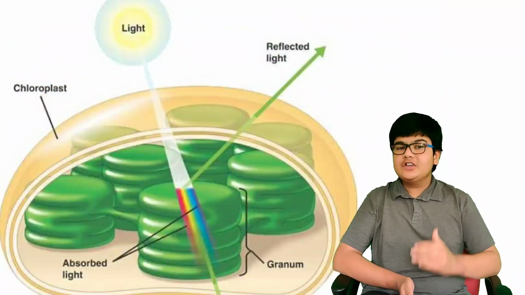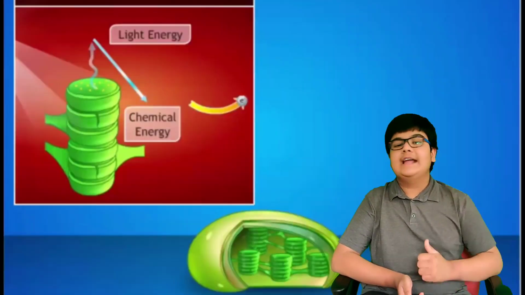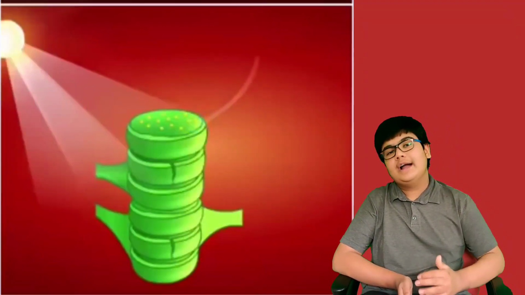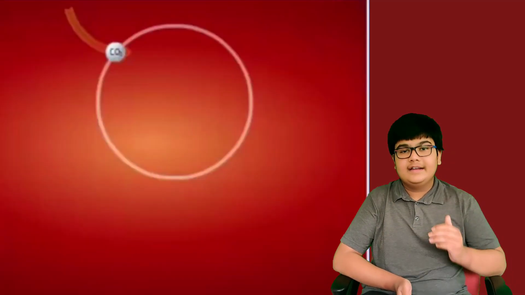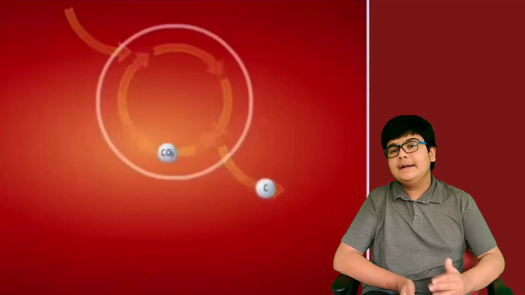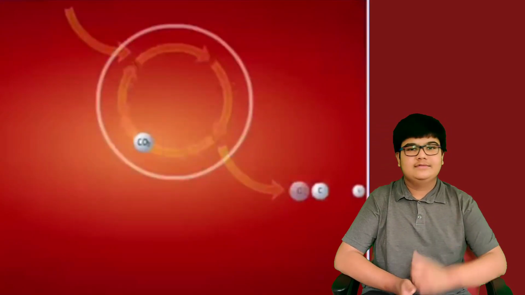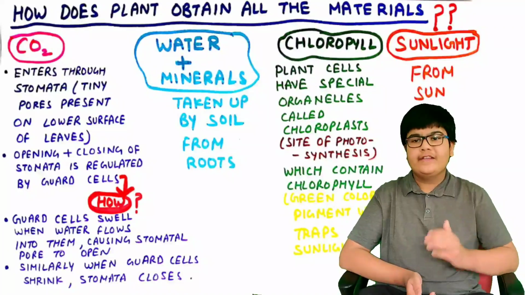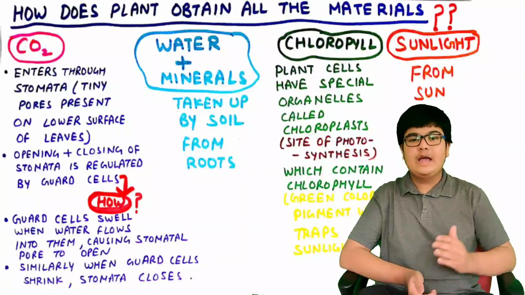First is absorption of light energy by chlorophyll. Second, conversion of light energy into chemical energy and splitting of water molecules into hydrogen and oxygen by light energy. And third, reduction or conversion of carbon dioxide into carbohydrates by utilizing this chemical energy. So, carbon dioxide, water, chlorophyll and sunlight are important for the process of photosynthesis to happen.